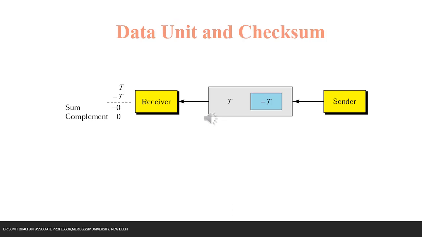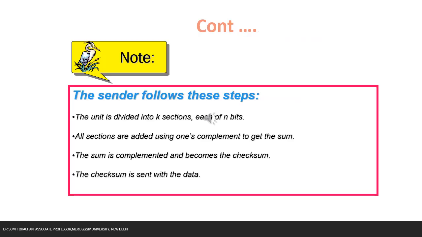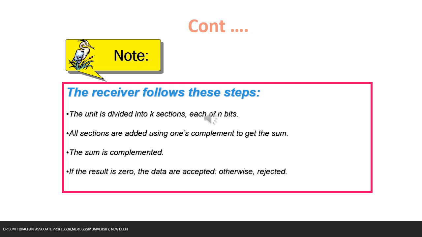Another method to showcase the same thing. The unit is divided into k sections, each of n bits. All sections are added using 1's complement to get the sum. The sum is complemented and becomes the checksum. The checksum is sent with the data. Now at the receiver's end, the unit is divided into k sections, each of n bits. All sections are added using 1's complement to get the sum. The sum is complemented. Now if the sum is 0, the data are accepted, otherwise rejected.